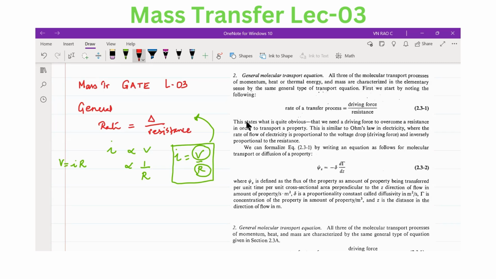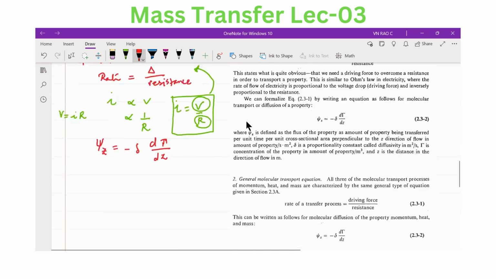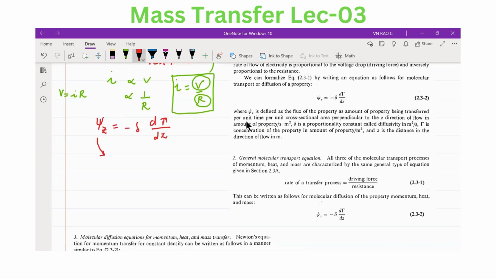Now, the equation for molecular transport or diffusion of a property is written as psi z is equal to minus delta d tau by dz. What is this? This represents the flux of a property, the amount of property being transferred per unit time per unit area. Flux is the amount of property transferred per second per unit cross-sectional area. But which cross-sectional area? The one perpendicular to the z direction. So this is the z direction, and in the perpendicular direction we need to address this.